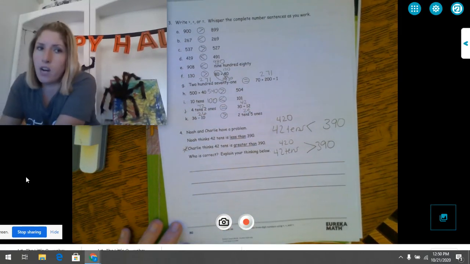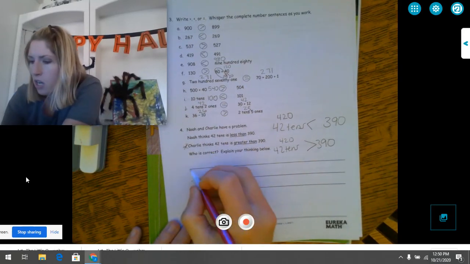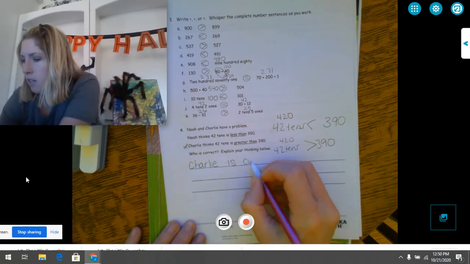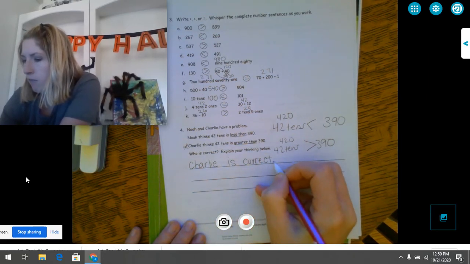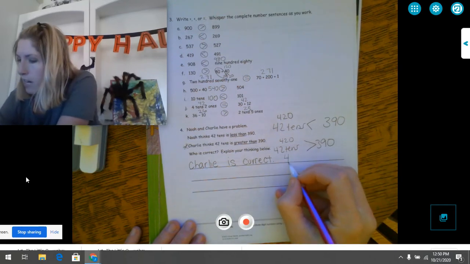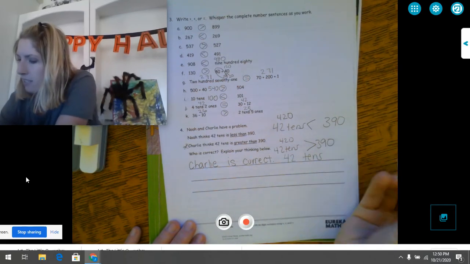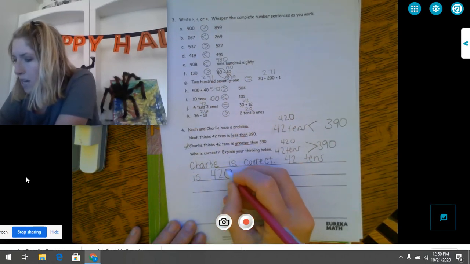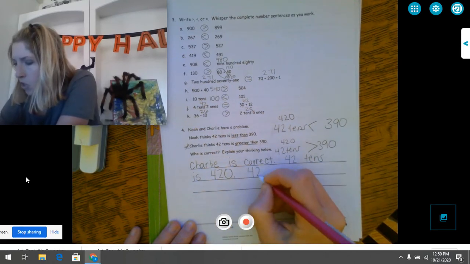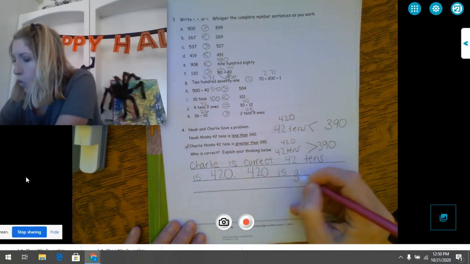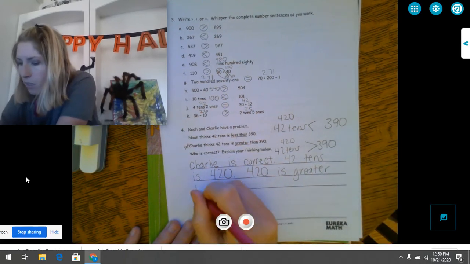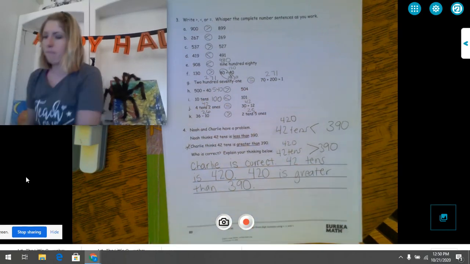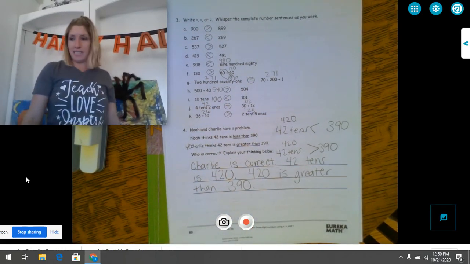So let's figure out how to answer this. It says, who is correct? Charlie is correct. 42 tens is 420, period. 420 is greater than 390, period. And that is it for today's problem set.